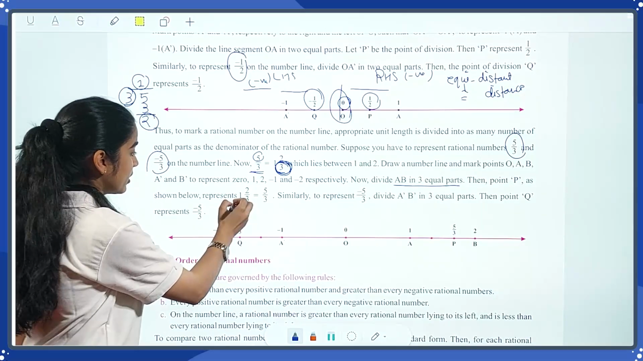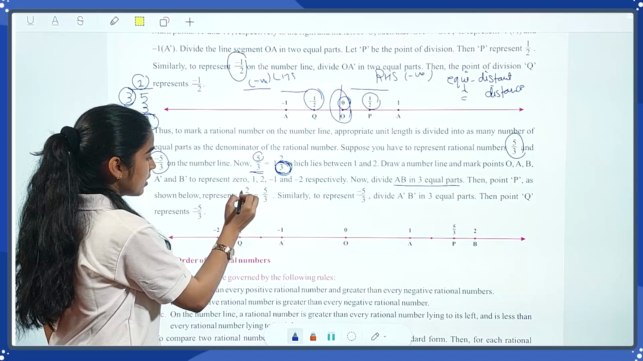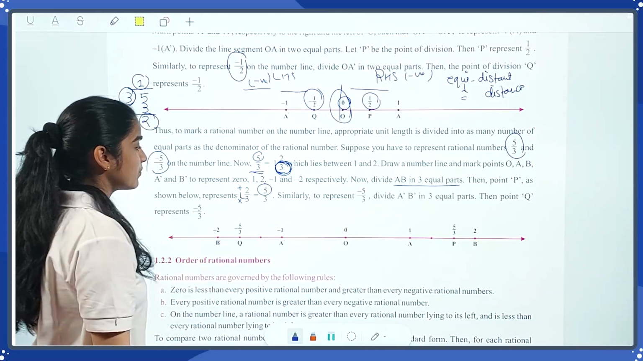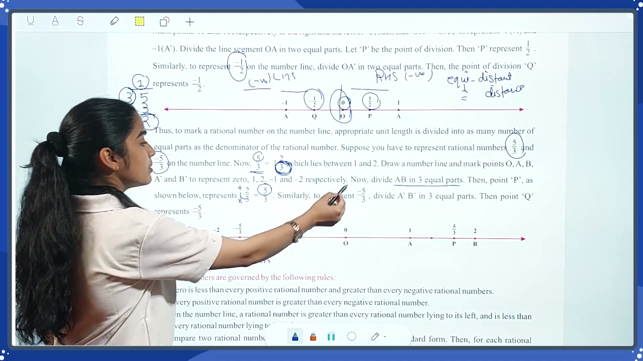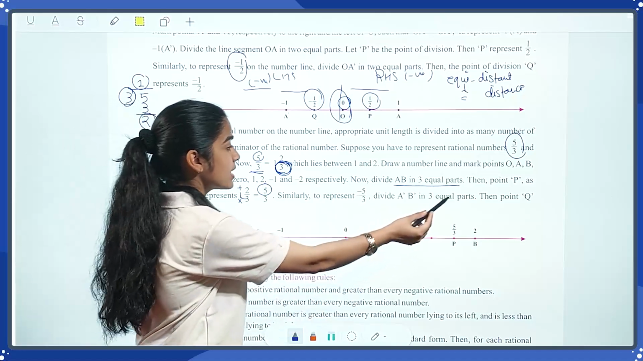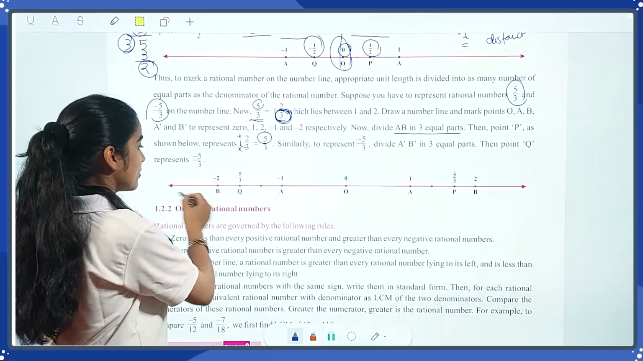Now we are solving it. 3 multiplied by 1, plus 2, so that will come 5. So 5 by 3. Similarly, to represent minus 5 by 3, divide A dash, B dash into 3 equal parts, then point Q. So here is your number line.